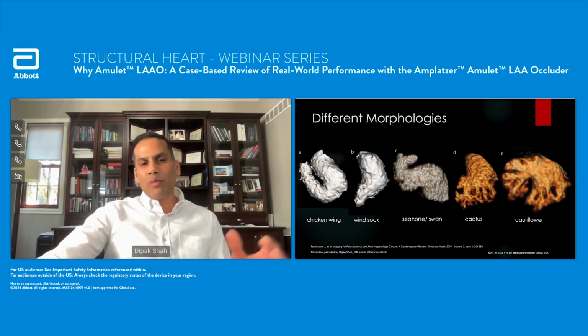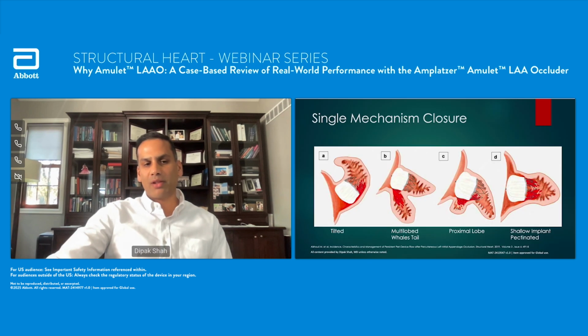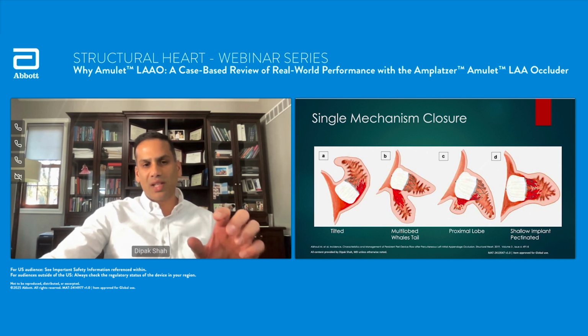With all of these issues, whether it be highly angulated, shallow depth, or heavily pectinated, I think the Amulet gives you a lot more opportunity to have the confidence that you're going to be able to close it. This cartoon gives you a few examples. On these angulated appendages, any tilting where the device just gets sucked in or rotated can cause leak either on the inferior aspect or the anterior aspect.